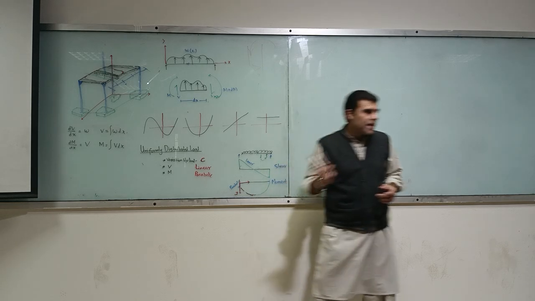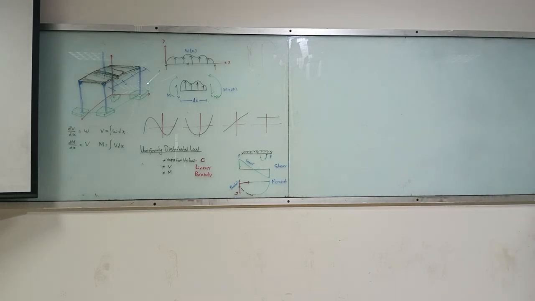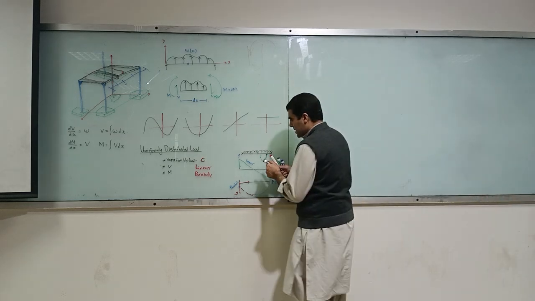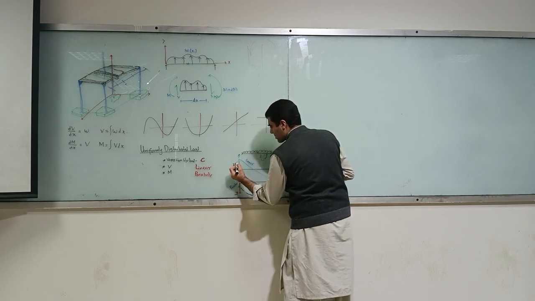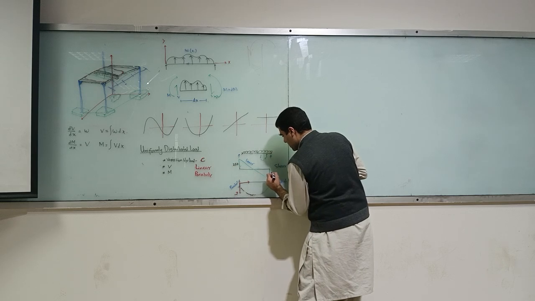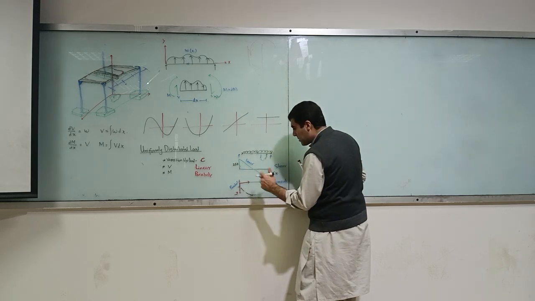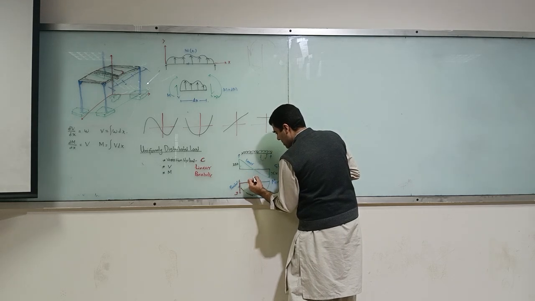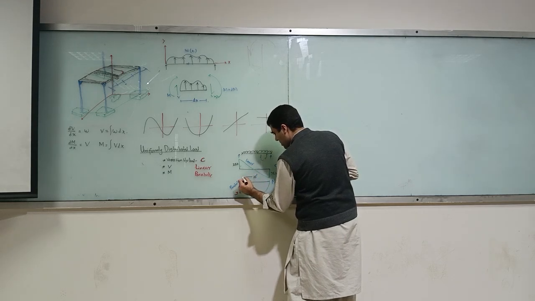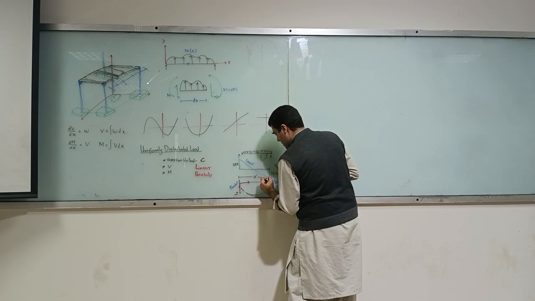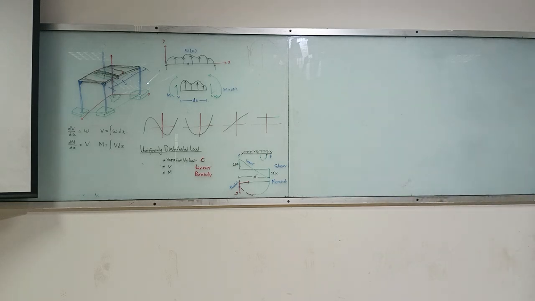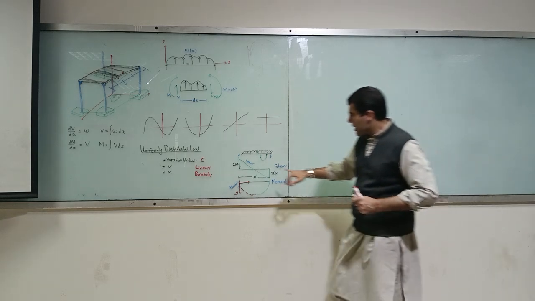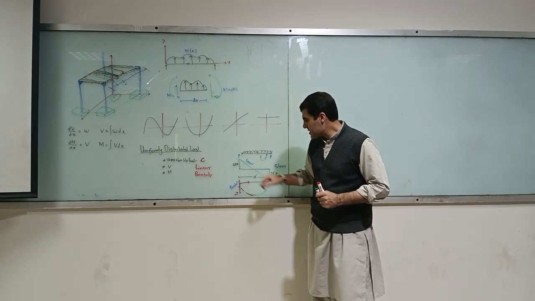So imagine, let me give some values here. Imagine this is 25. Just random values. And this is the shear force. Okay? Now, how would I find out my zero shear? How can I find out this thing?